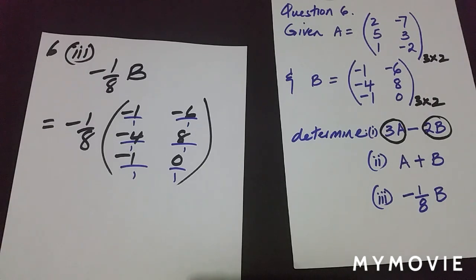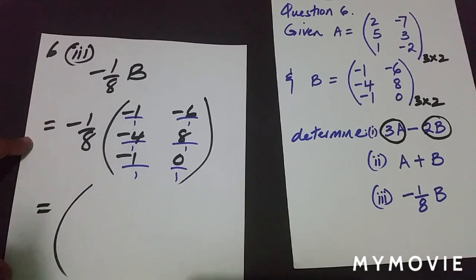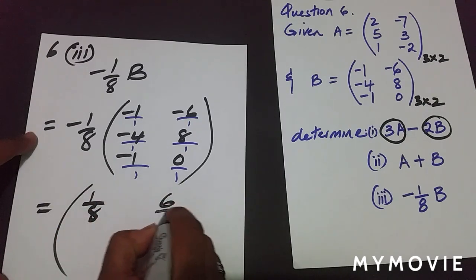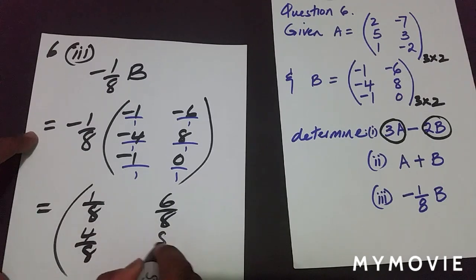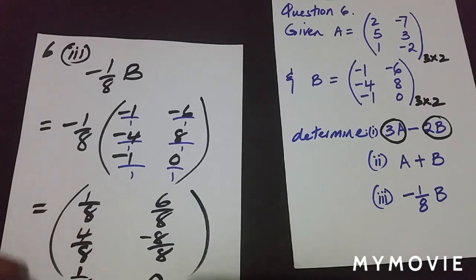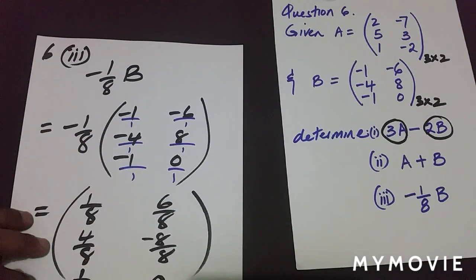I had a malfunction of a marker. So this would be, a negative times a negative number gives you a positive, so that's 1 over 8, 6 over 8, 4 over 8, negative 8 over 8, and 1 over 8, and 0. And of course, these fractions can be broken down. So this one here, and of course you should write this, I'm just trying to save some time here.